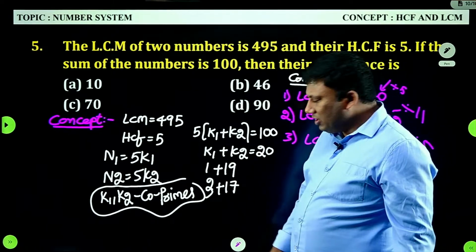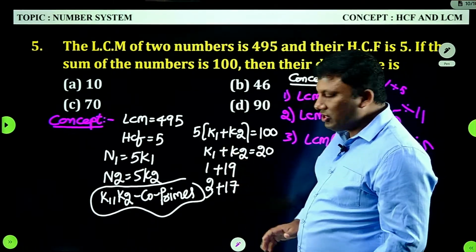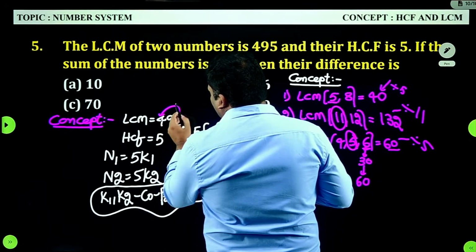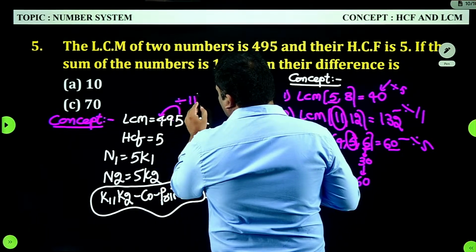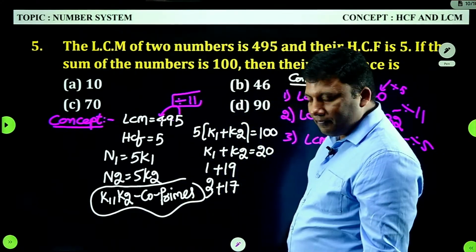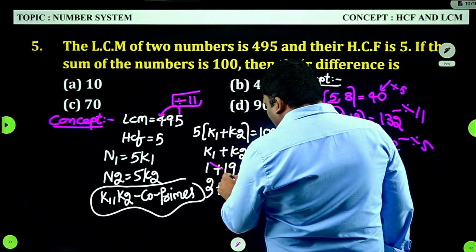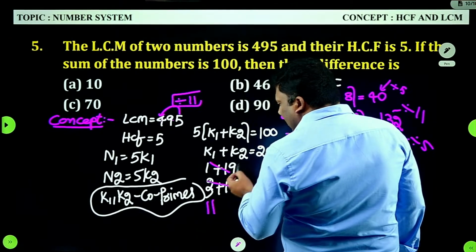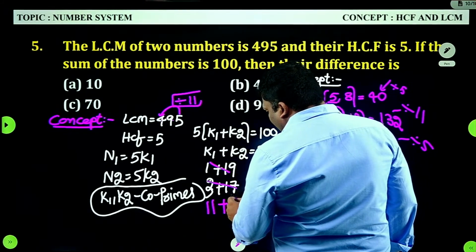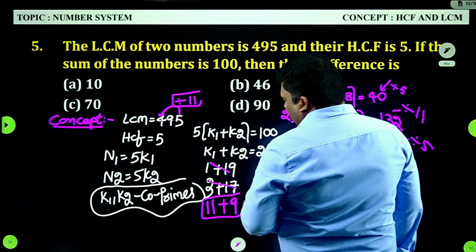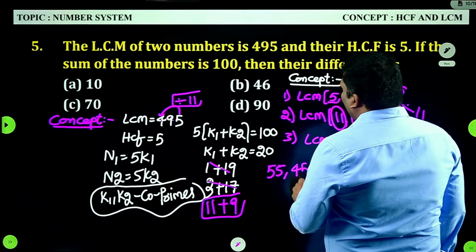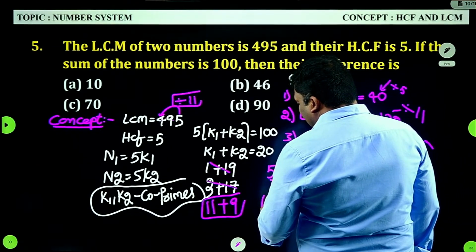Why am I doing this? Instead of writing all this: 495, 4 plus 5 is 9, 9 minus 9 is 0. Answer is divisible by 11. If the answer is divisible by 11, in the input one number should be divisible by 11. Let it be K1. 11 plus K2 is 20, 11 plus 9 is 20. So 5 elevens are 55, 5 nines are 45. What is the difference? The difference is 10.